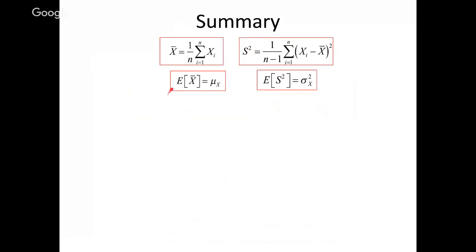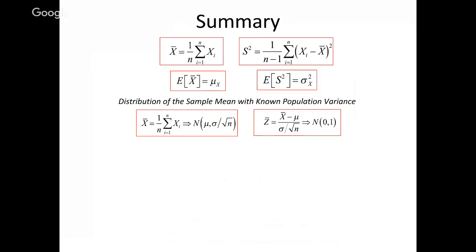We showed that the expected value of that random variable for the sample means is equal to the population mean, which is a very good sign. It just means that this particular formula for the sample mean is an unbiased estimator of the population mean. Likewise, we showed that the expected value of the sample variance is equal to the population variance, indicating that this particular formula for calculating the sample variance is an unbiased estimator of the population variance.